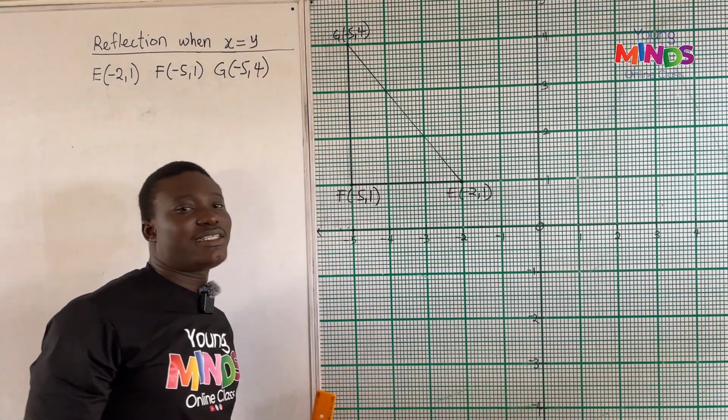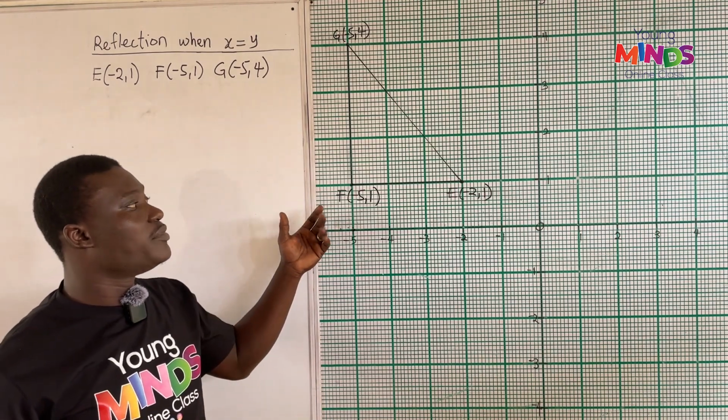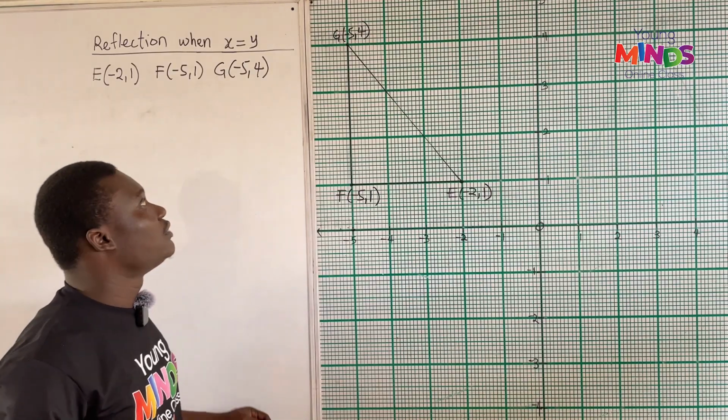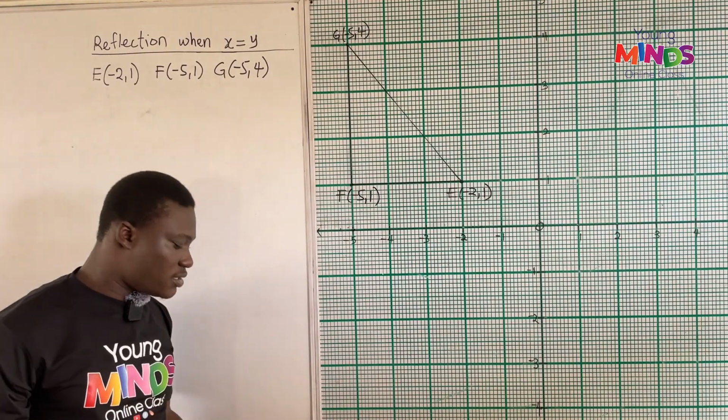So this is a right-angled triangle. You can see the image, it's a triangle. We want to reflect this triangle when x is equal to y. How do we then do that?